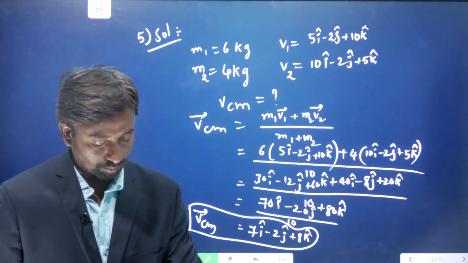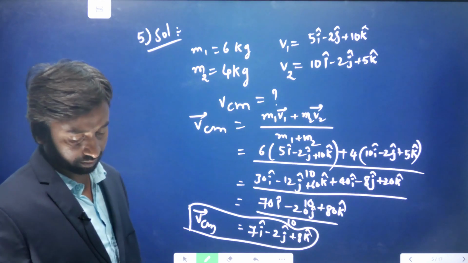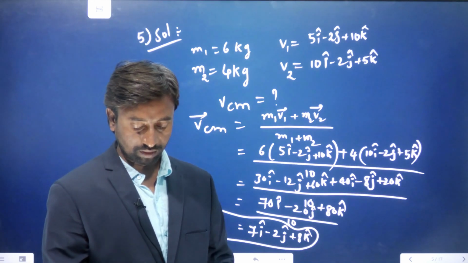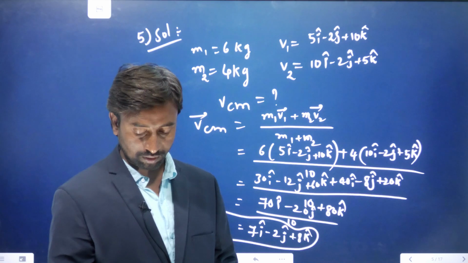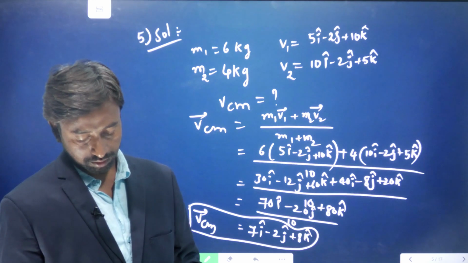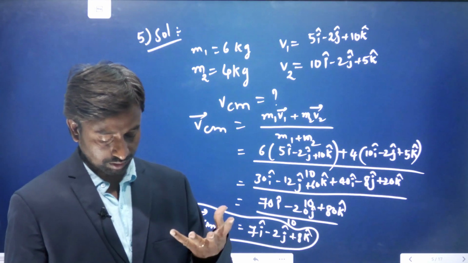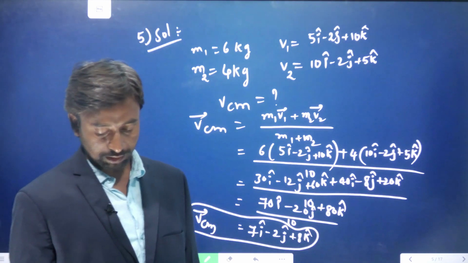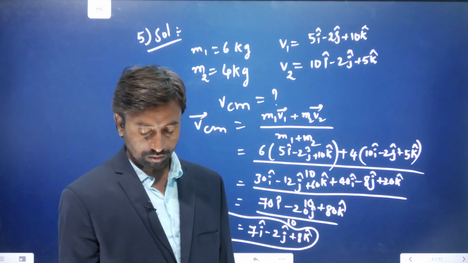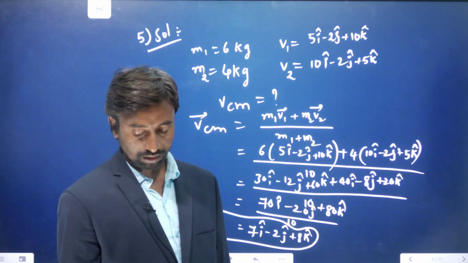Now the sixth one: a bomb is initially at rest on the ground and suddenly explodes into two fragments of equal masses. One of the fragments is found moving north with a velocity of 20 meter per second. Find the velocity and acceleration of the center of mass of the bomb after the explosion.